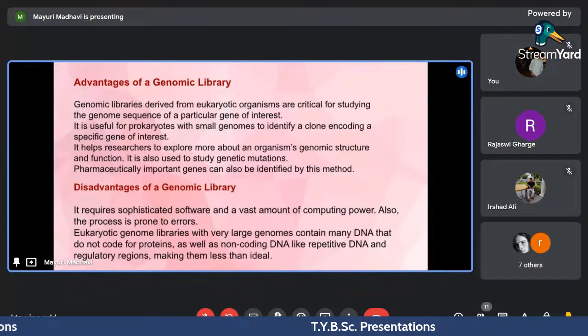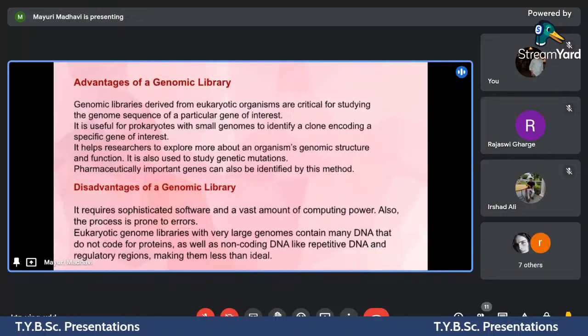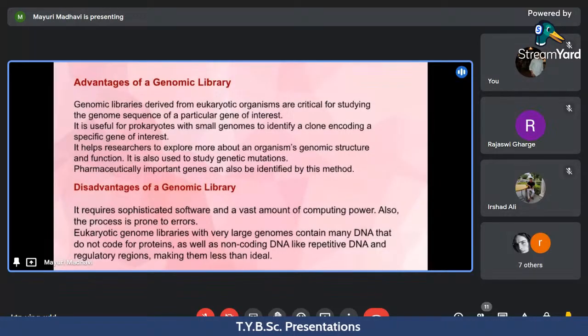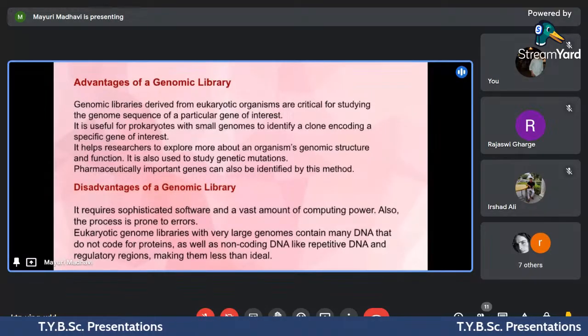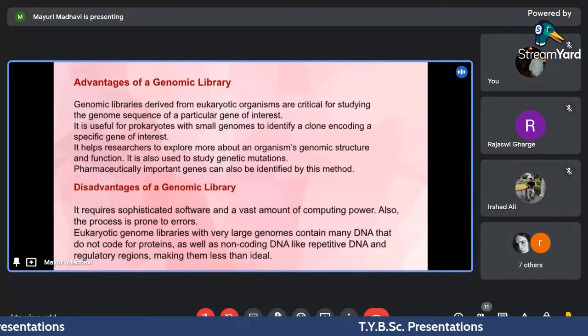So it is useful for prokaryotes with small genome to identify a clone encoding a specific gene of interest. So it helps researchers to explain more about an organism's genomic structure and function. It is also used to study genetic mutation. Pharmaceutically important genes can be identified by this method.